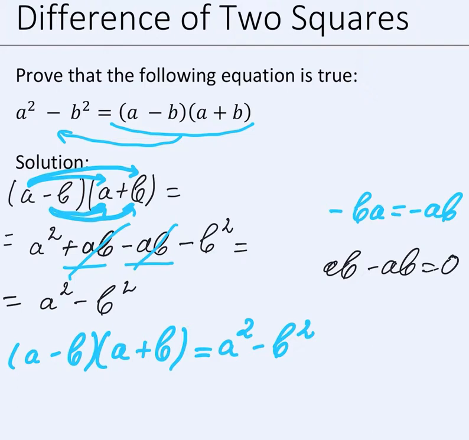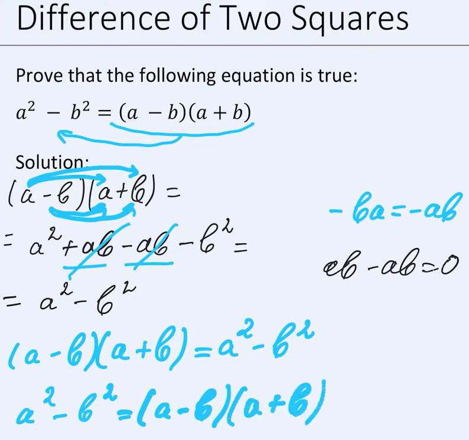This formula is called difference of two squares, and it's widely used in algebra. It's also used in reverse as a squared minus b squared equals (a minus b)(a plus b), when we need to factor.